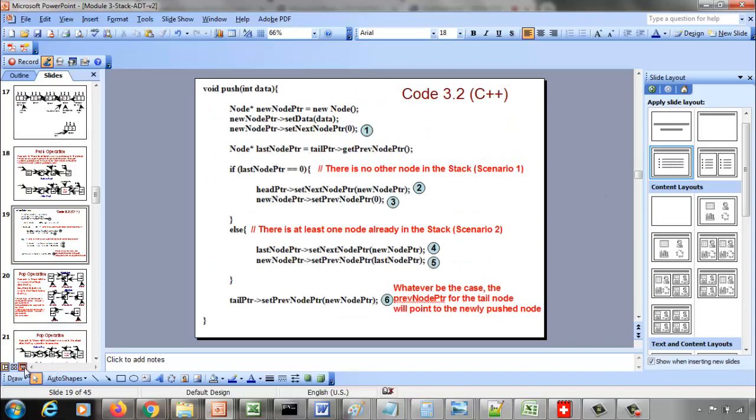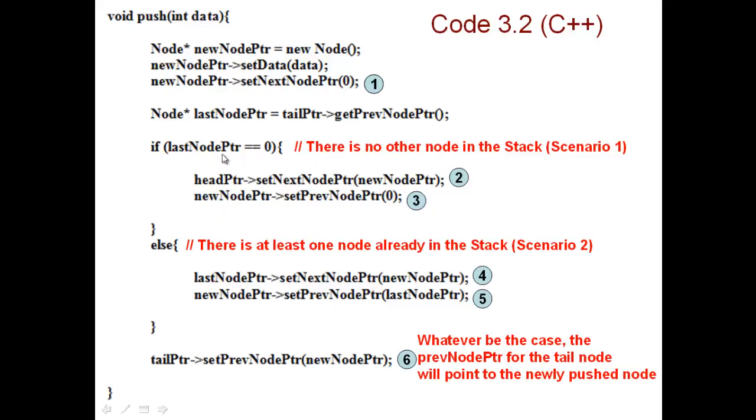So now we are going to check if this last node pointer, that's the address of the node previous to the tail node, is null.